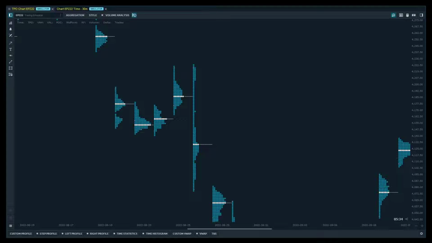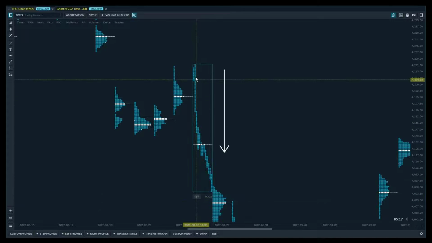So this day type forms when price either pushes higher or lower all day without much time spent in any one price zone. So this was all down on this day here on the August 26th. So as you can see, we can split it up. It just bled all day. Price opened up here and it ended on the lows.